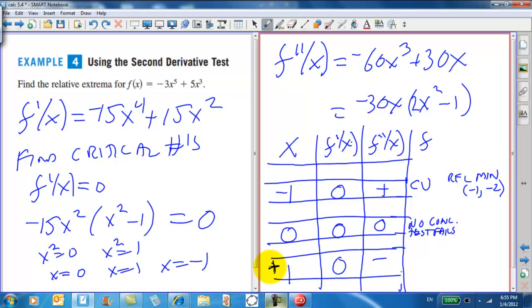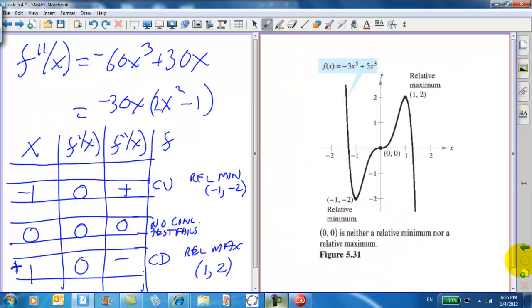Here, when we put positive 1 in, as opposed to negative 1, we get negative 30 times something positive, so that's negative, so that means it's concave down for the original function, and you have a relative max. At 1, put 1 into the original function, you get 2. A relative max at 1, 2. So sure enough, there's our relative max at 1, 2. Relative min at negative 1, negative 2. And here at 0, 0, it's got a 0 slope. But it goes from increasing to increasing again, so it's not a relative max or a relative min.